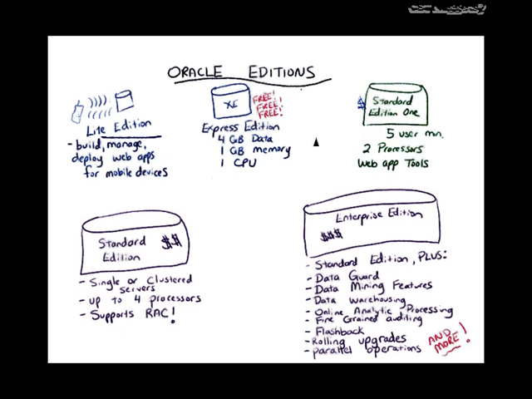Next, we've got Standard Edition 1. This has to be purchased for 5 users minimum, and it can be up to 2 processor machine. And this has some web application tools in addition to all the things that came with the Express edition. Now, this does cost some money, but you can still download it for free as long as you're not using it in a production environment.